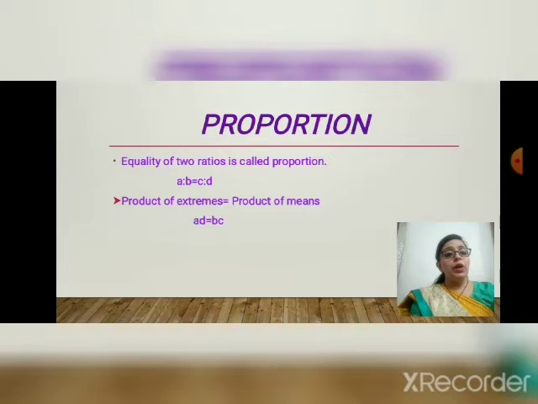Proportion. Equality of two ratios is called proportion. While comparing the two ratios through proportion, A upon B is equal to C upon D. It means A ratio B is equal to C upon D. So how can we solve it? You can learn about it. Product of extremes is equal to product of means. That is AD is equal to BC.